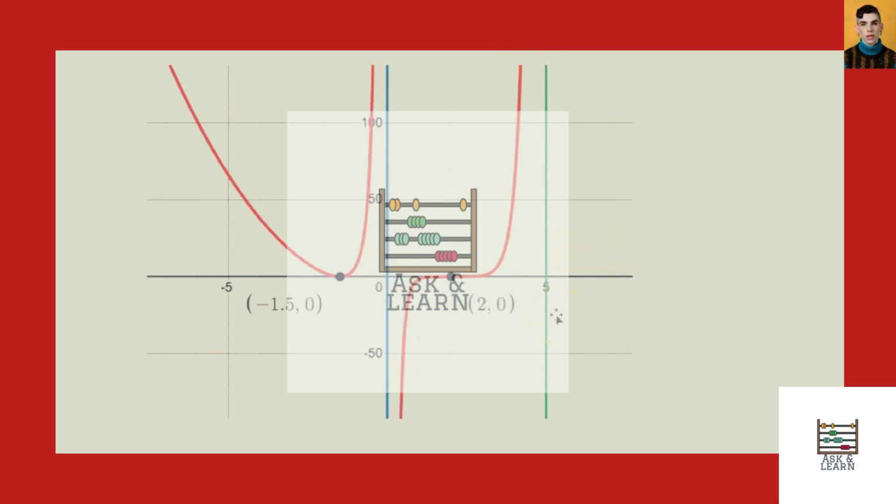So maxes and mins, over here on the left, you have a local minimum of 0, right? At negative 1.5, our y value is 0. That's a local min because it goes down and comes back up. Over here, we don't have a max or a min because it's coming from negative infinity and going to positive infinity. So there's no local max or min between 0 and 5. And there's no local max either on this side, only a local min. At negative 1.5 comes 0.